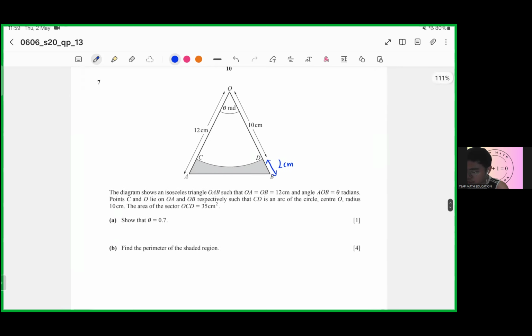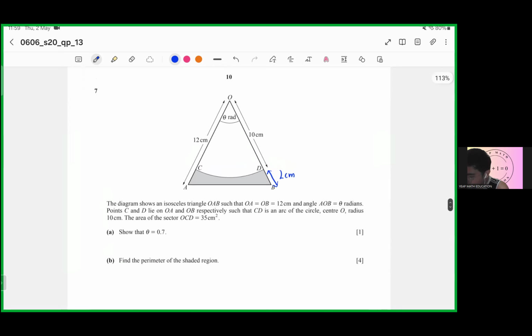Show that theta equals 0.7. So how do we do it? We can take 1 over 2, it's 10 cm, right? This theta equals 35. So theta equals, just use the calculator because the space given is quite small. It's 0.7 radians.